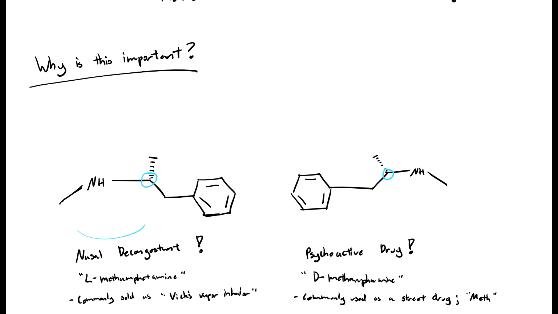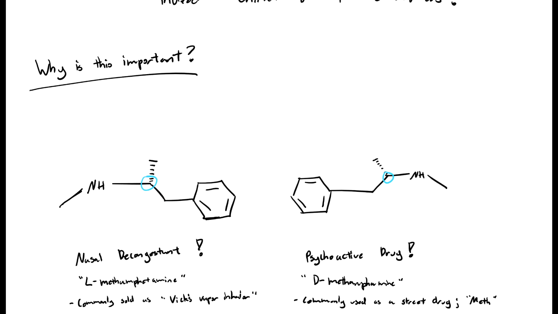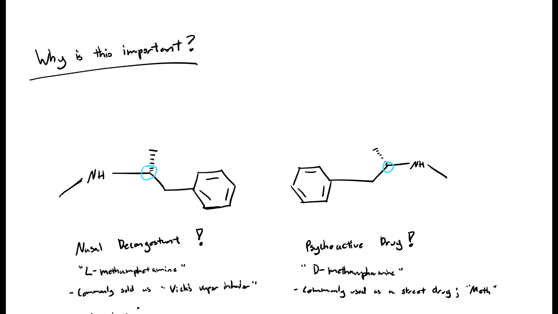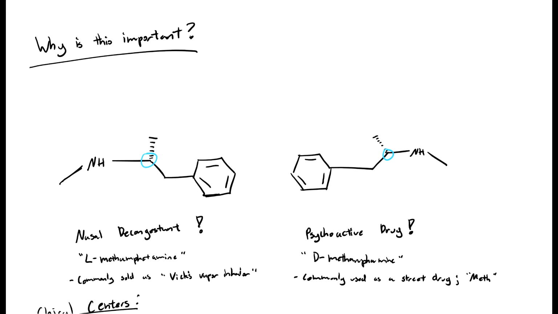But why is this important? Well, L-methamphetamine is a nasal decongestant. It is commonly sold as the Vicks vapor inhaler, and you can find it in any drugstore in America. However, its mirror image counterpart, D-methamphetamine, is actually a psychoactive drug, and it's illegal. It is a Schedule 1 illegal psychoactive drug. It's meth. This is why it's important: something that simple, just one shift of that methyl group, would make it an illegal compound that's highly addictive and highly destructive biologically.